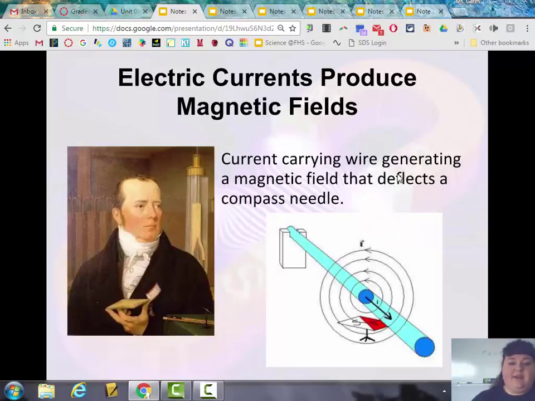So here we have a setup of what he observed. We have our wire carrying a current flowing over a compass, and it produces a magnetic field around that piece of wire. So current produces a magnetic field, is what he discovered.